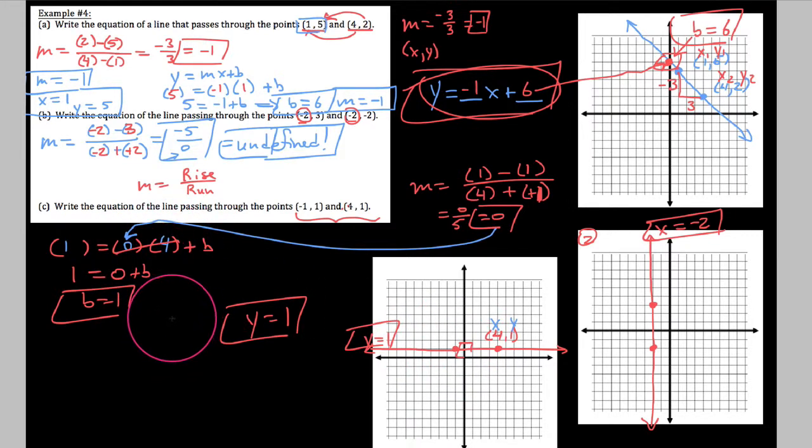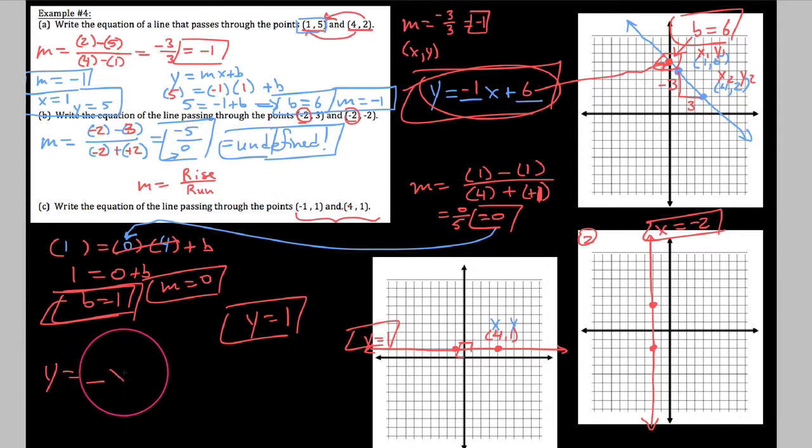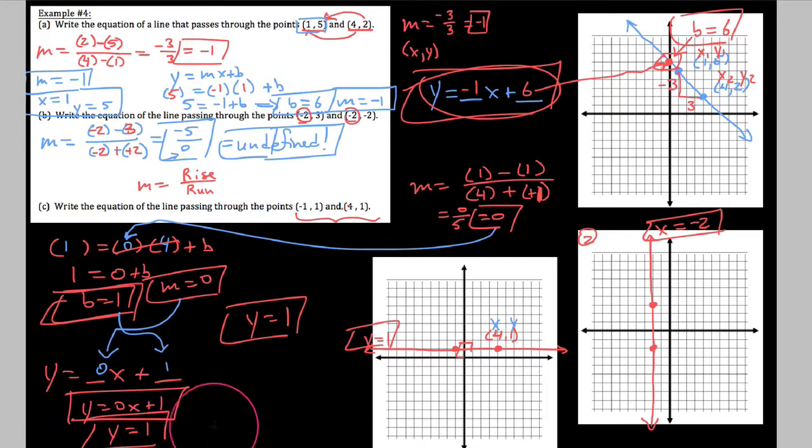So here's the deal. Now I know b, and I know m is 0. I know m and b, so let's go write the equation of this. We have y equals mx plus b, where m is 0 and b is 1. And so we get y equals no x's plus 1, or y equals 1, which just goes to support our evidence for y equals 1 being a horizontal line. Okay.